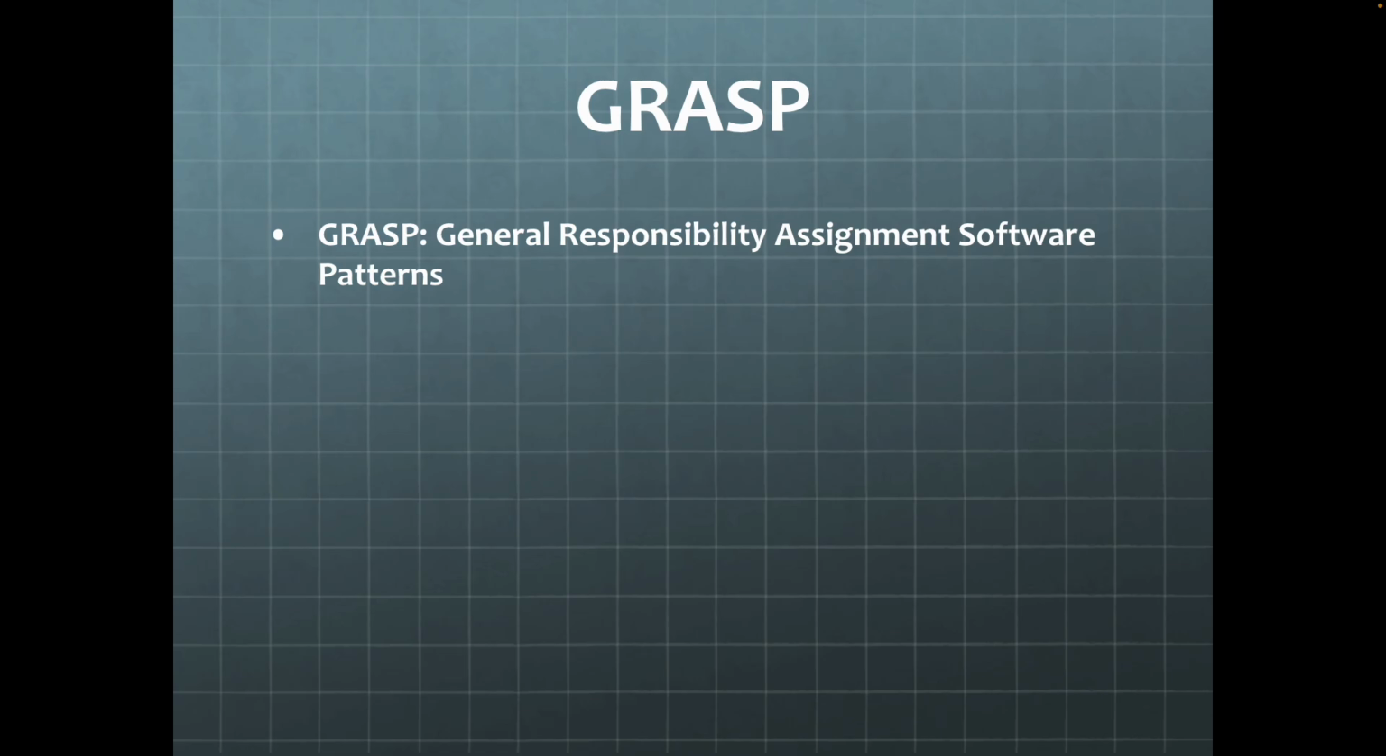Sometimes it's simpler, like in Rails often the model will do the validation. So if I have an address, it'll have its own validations. So in this case, they're actually applying one of the GRASP patterns.